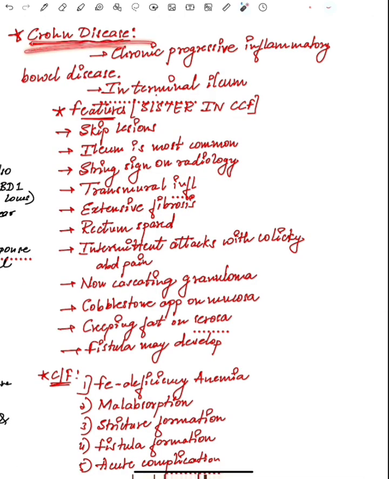Crohn's disease is a chronic progressive inflammatory bowel disease. It is in the terminal ileum. Features can be remembered by the mnemonic of sister in CCF. Here, it may be skip lesions. Ileum is most common. String sign on radiology, transmural inflammation, extensive fibrosis, rectum spared, intermittent attack with colicky abdominal pain, non-caseating granuloma, cobblestone appearance on mucosa, creeping fat on serosa, fistula may develop.